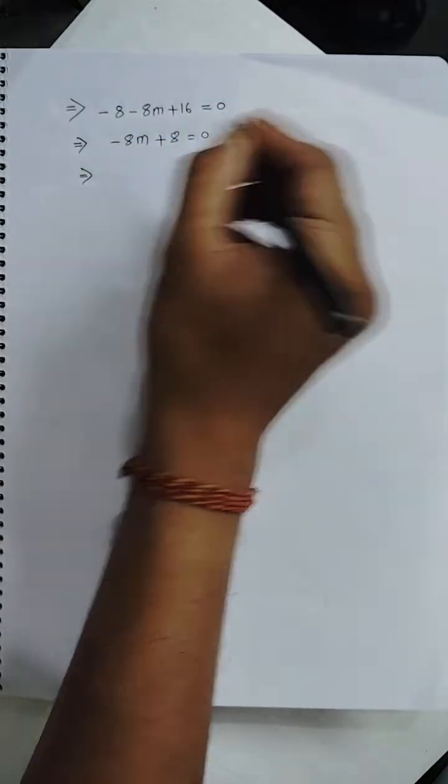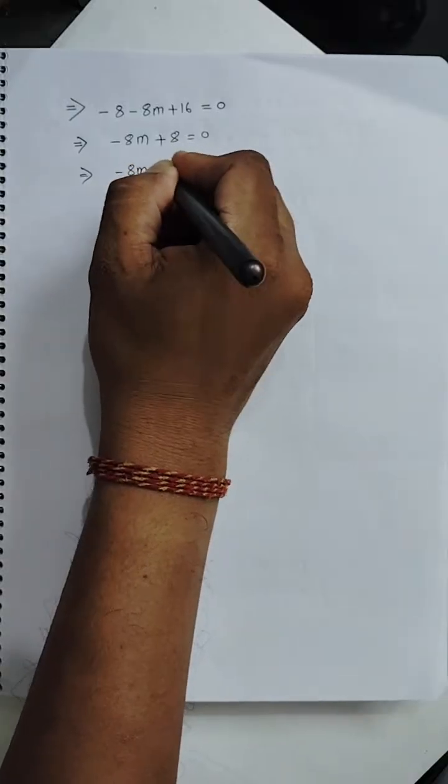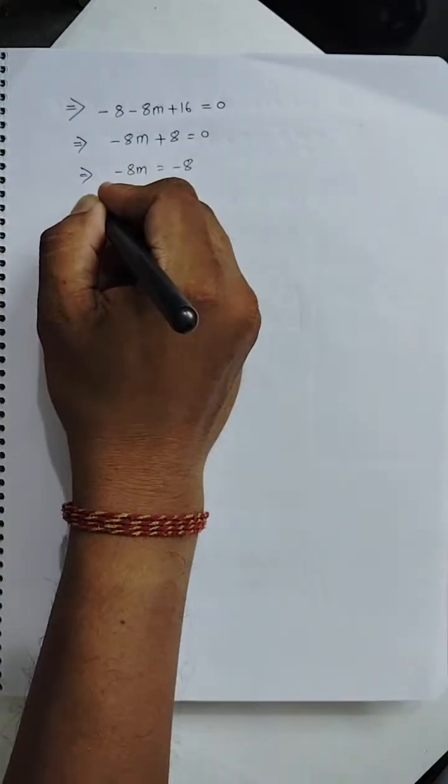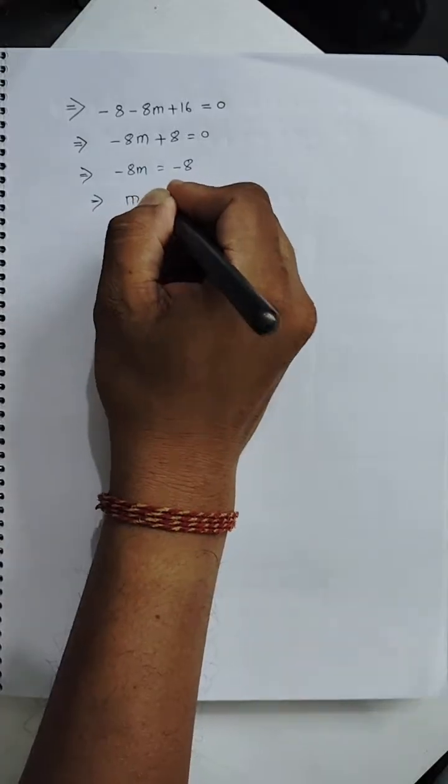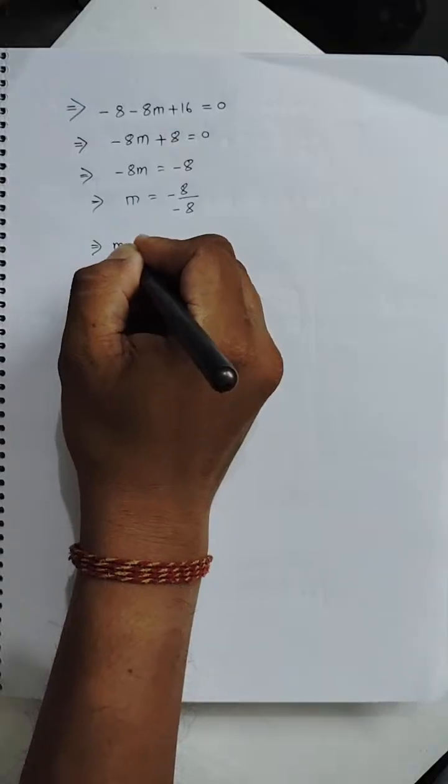So we will transpose this 8, minus 8m, and this becomes minus 8. So for m, this will be minus 8 divided by minus 8. So our answer is 1. Okay.